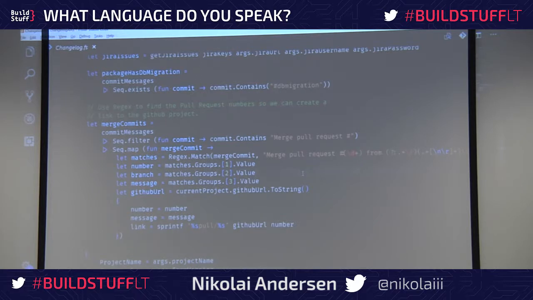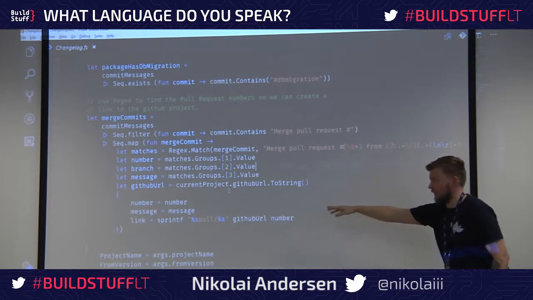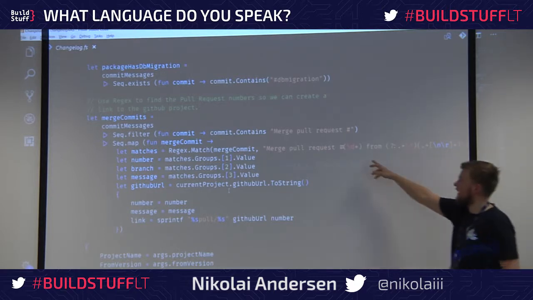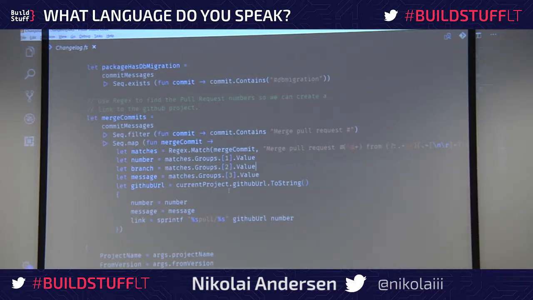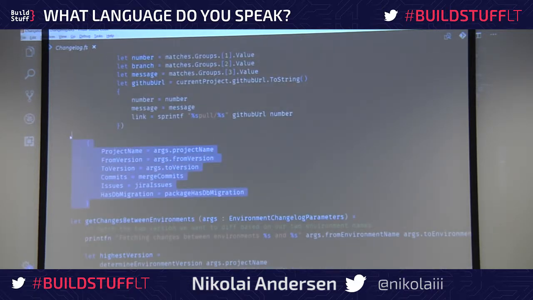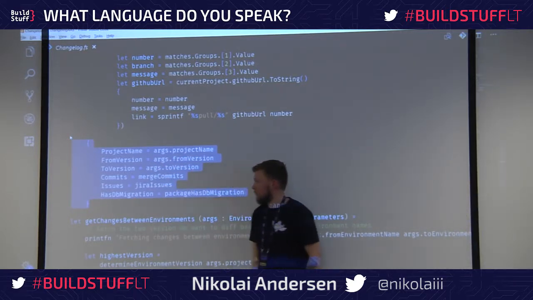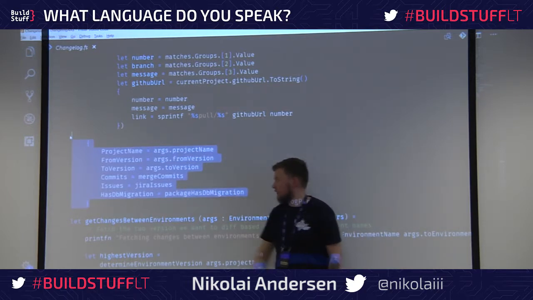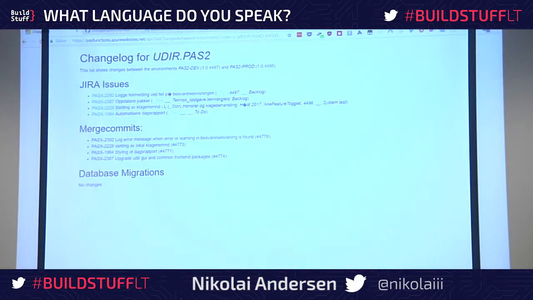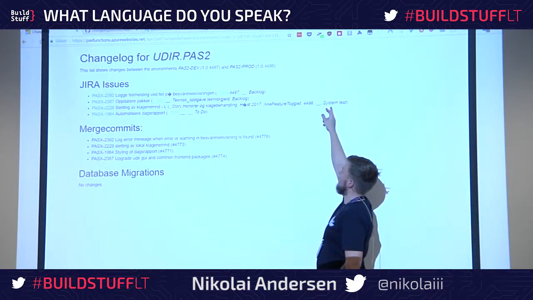And I can go through the merge requests so I can link them up to GitHub because I had the GitHub link. So now I'm just going through to find the pull request number and trivial stuff. And in the end, I can return a type I made called changelog, which says which project it is, from version to version, what commits were here, what issues were here, and was there a database migration. And basically what I end up with is this one, with links and statuses from the Jira.